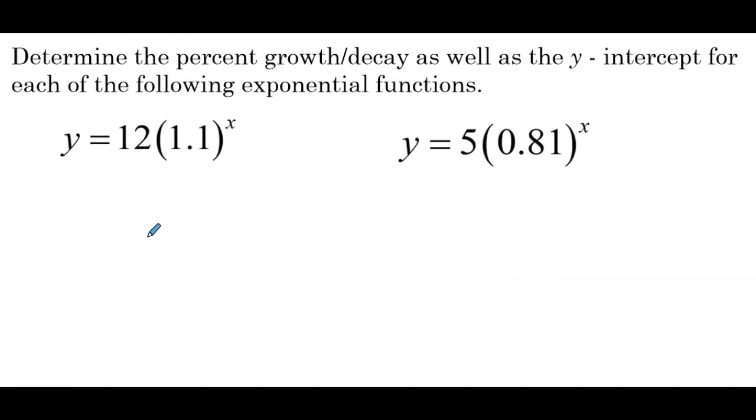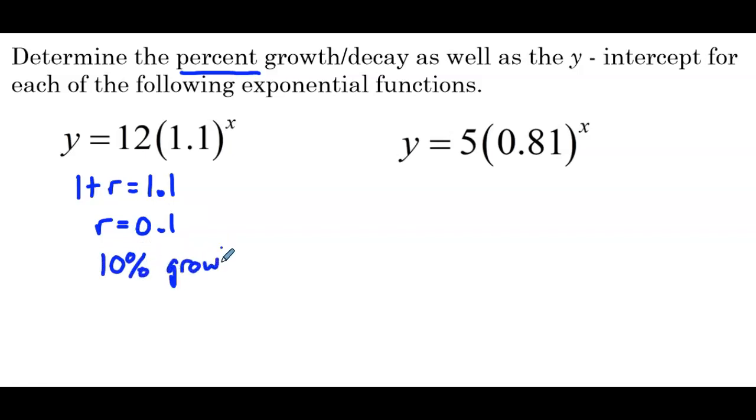Determine the percent growth or decay as well as the y-intercept for each of the following exponential functions. Our first function is y equals 12 times 1.1 to the x. So the base of the exponential function is defined as 1 plus r. So we have 1 plus r equals 1.1. If we solve for r, we can subtract 1 from both sides, so that would be r equals 0.1. Now remember, if we read carefully, we want to determine the percent growth or decay. So if r is 0.1, that means there is 10% growth. R is positive, that's why I know that there's growth, and 0.1 as a percentage is 10%.